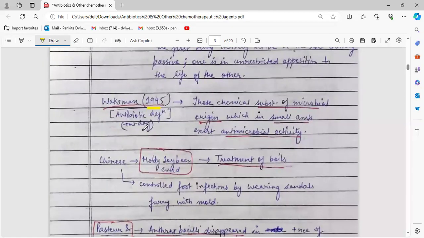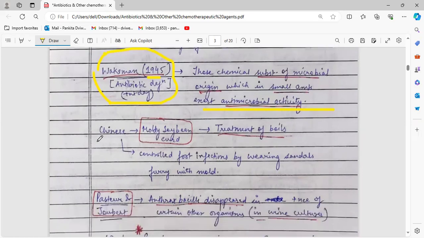Waksman in 1945 gave the present day definition of antibiotic. And what is the present day definition of antibiotic? Antibiotics are basically defined as those chemical substances of microbial origin which in small amounts exert antimicrobial activity.